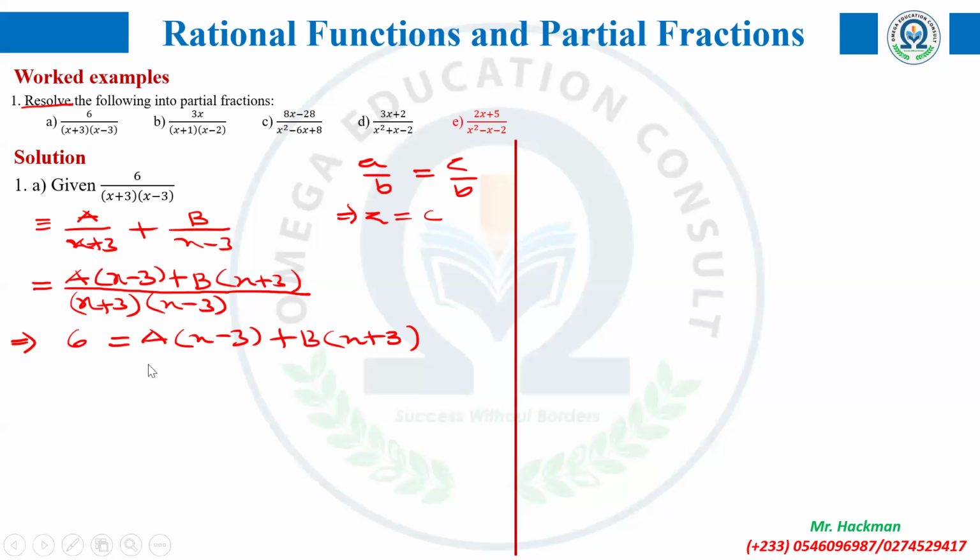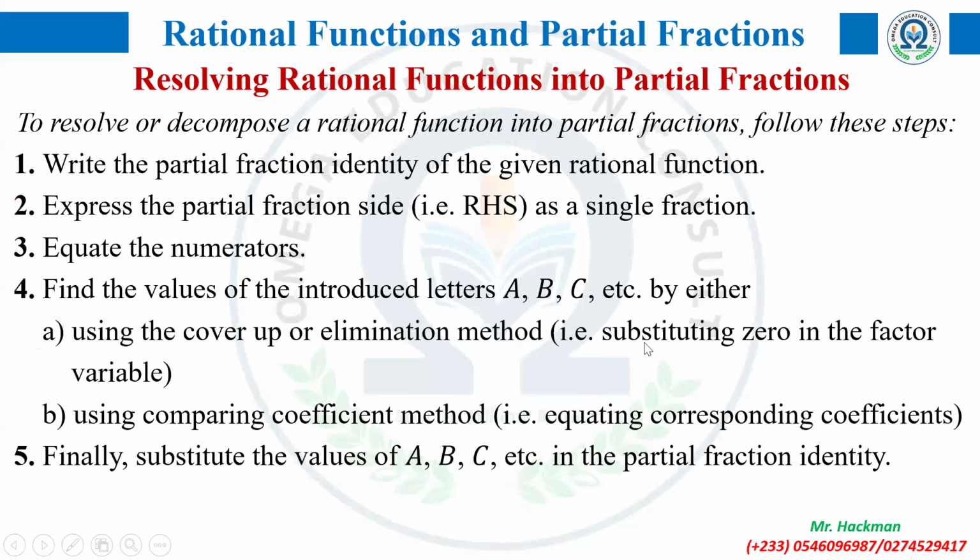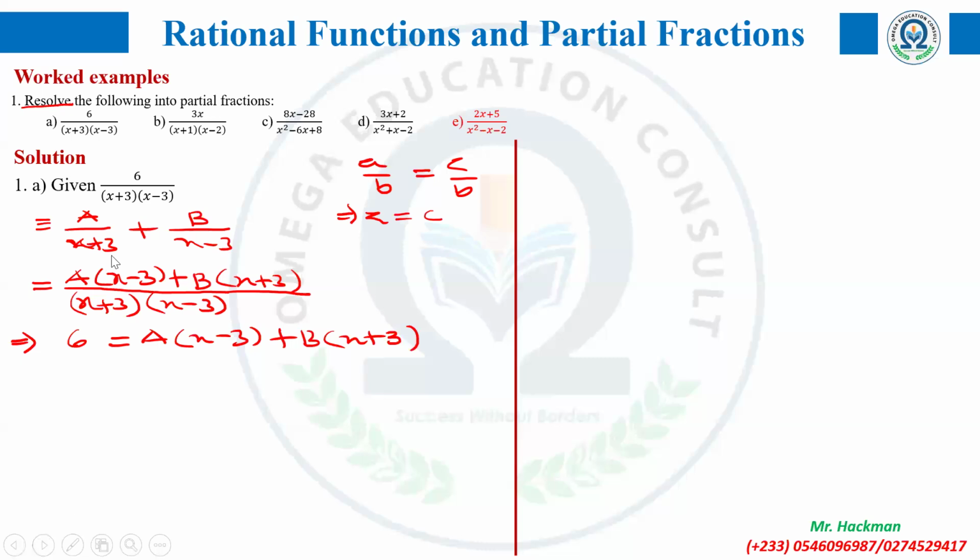Okay, so the cover up method, this is what you do. Remember, we said there is something here that I would throw a little more light on. Substituting 0 in the factor variable. So let's come here. I will show you what we mean by the factor variable. The factor variable is the factor containing a variable. If you take this, A is a factor and S minus 3 is a factor.